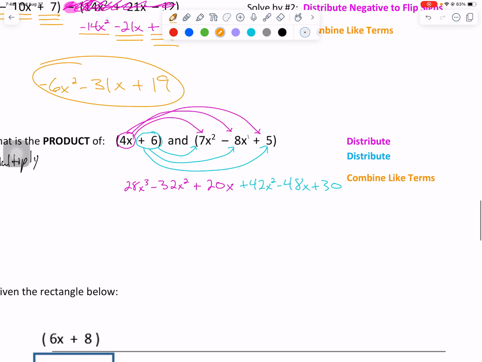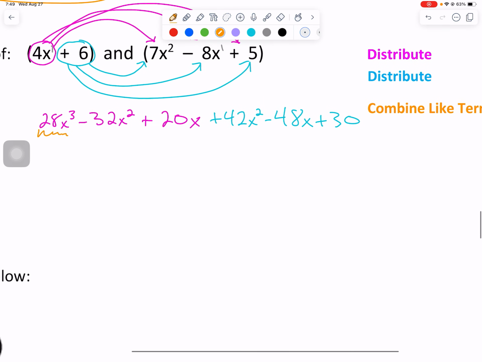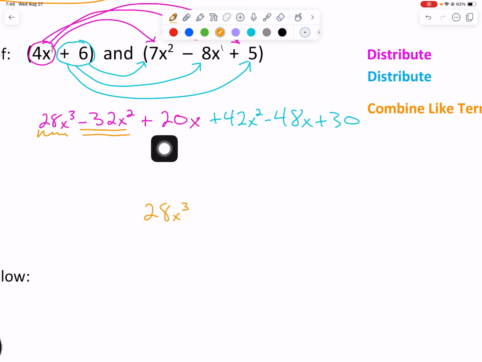From there, we will combine like terms. All right, so our 28x cubed, anything else to the third power? I don't think so. Correct me if I'm wrong, but I'm just going to go ahead and write that. Thank you. I will double underline our negative 32x squared. What can we combine that with? Oh my goodness, you guys are incredible. 42x squared. Negative 32 plus 42 is going to give us a positive 10. Do not forget your x squared.